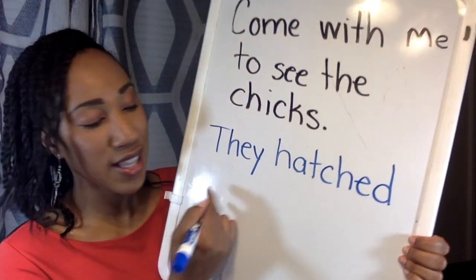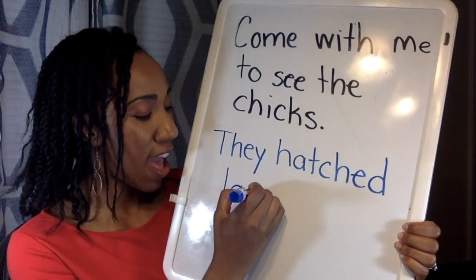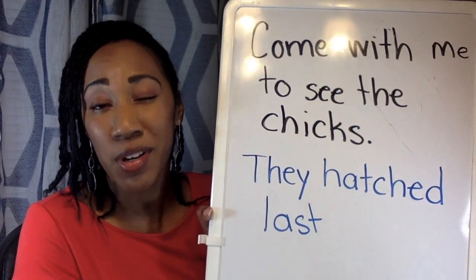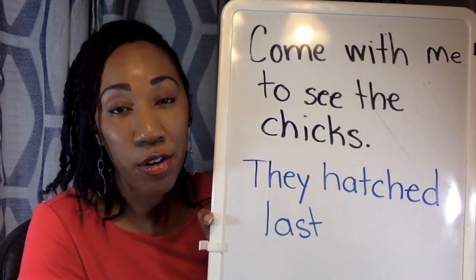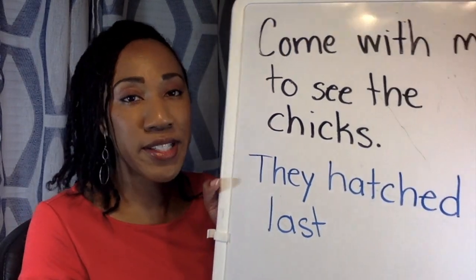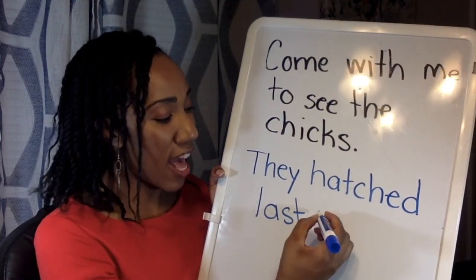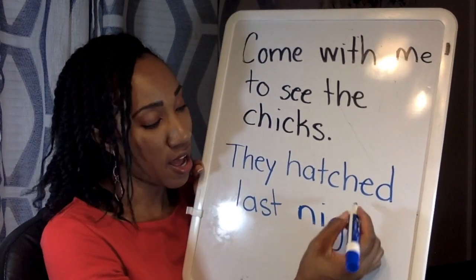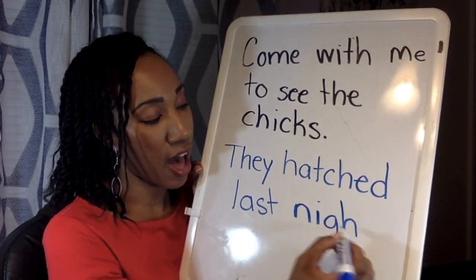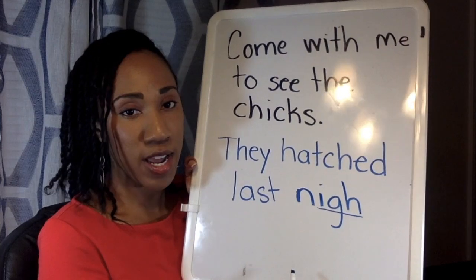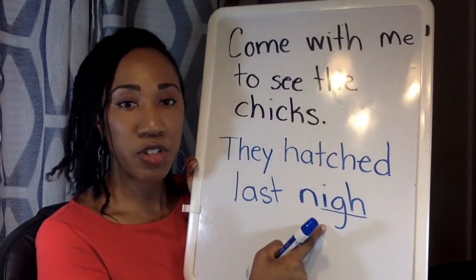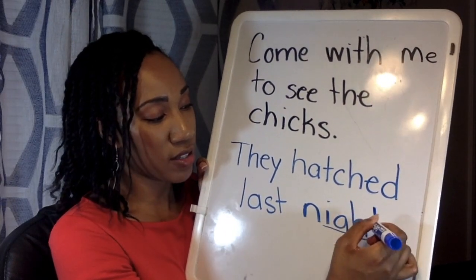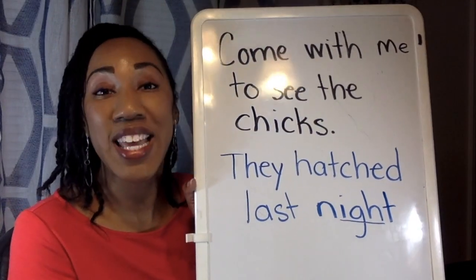They hatched last, last. Do you guys see how I'm saying the sounds as I write the word? It really helps me to make sure that I'm not leaving any letters or any sounds out. I hope you're doing the same thing. They hatched last, night. We know that sometimes the long I sound is spelled with IGH, this special sound right here. You don't have to underline yours. I'm just underlining mine so you can see what I'm talking about. They hatched last night. And this, boys and girls, is a declarative sentence.